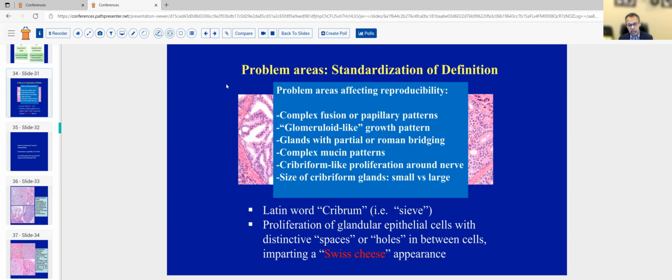But in real life, despite the definition I talked about, there are going to be several situations where classification of cribriform prostate cancer can be quite challenging, particularly when you deal with complex fusion or papillary patterns, glomeruloid-like growth patterns, glands showing only partial bridging or Roman type bridging, complex mucin patterns, and cribriform-like proliferation specifically around nerves. And then we talked about size, small versus large glands. There is also quite a bit of controversy. Some studies suggest that specifically large cribriform glands are associated with adverse outcomes.